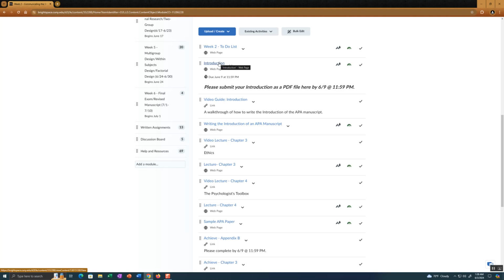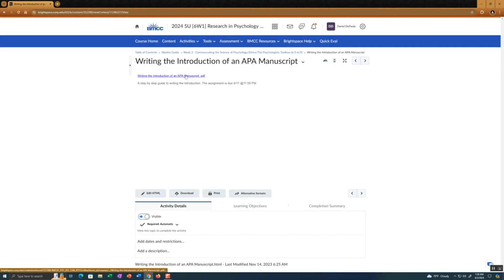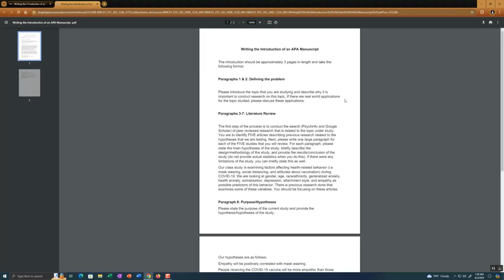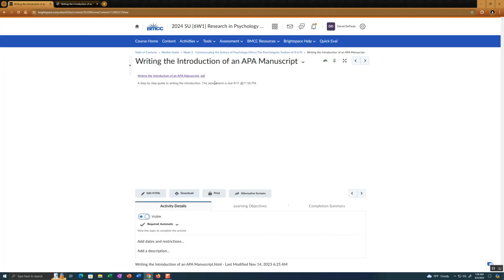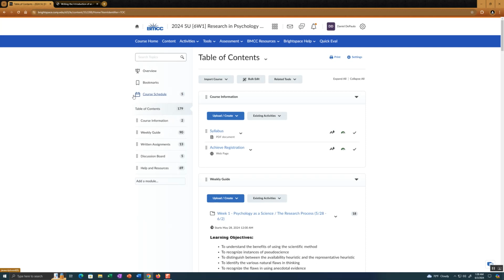Right? And if you want the written instructions, then you want to go here where it says writing the introduction to APA manuscript. So I'm going to click on that and show you the written instructions. So click the PDF, and here's the basic instructions. Now, one thing before I start with the instructions is you can find all of this also. Any writing assignment you can find under written assignments.